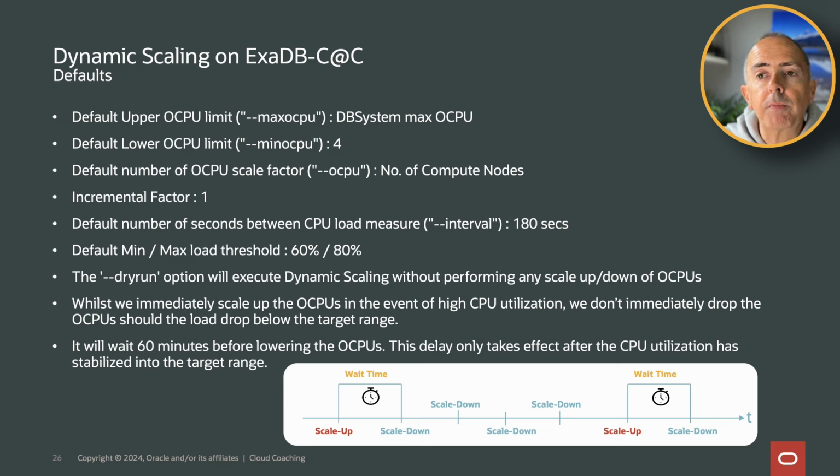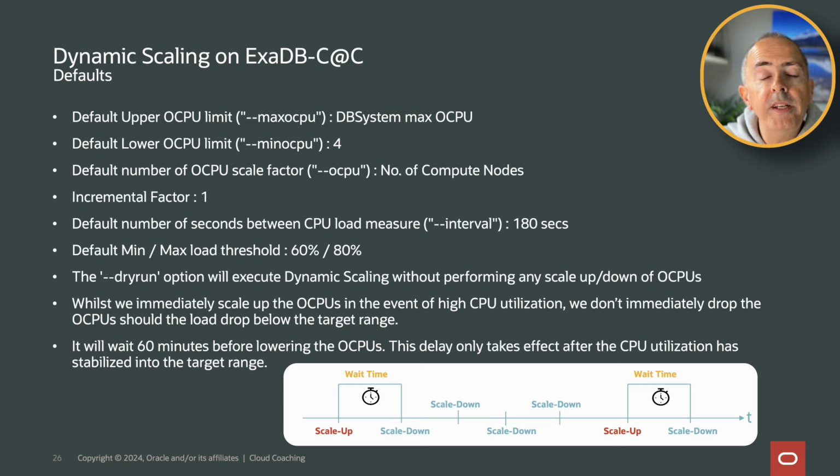And the reason for that is we want to avoid a constant ping-ponging where we increase, we wait a bit, and then we decrease, only to find we then need to increase it again. Because all these little scaling operations take a little while to perform, by doing that, we're likely to miss the peaks. So instead, we'll wait for 60 minutes before lowering the OCPUs.